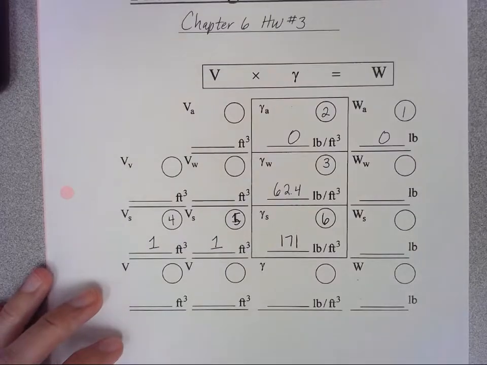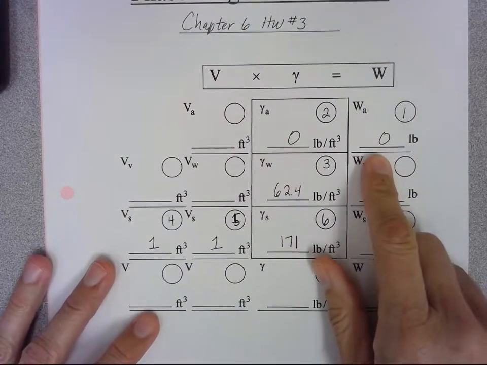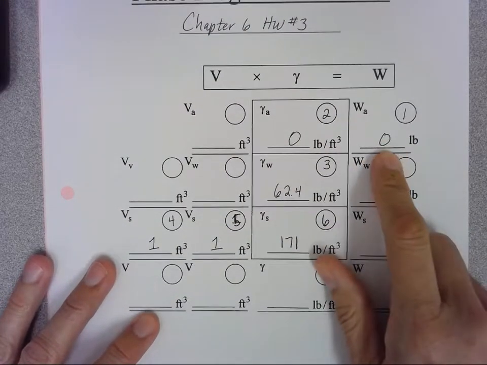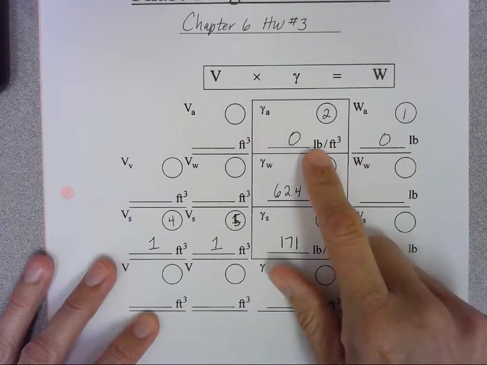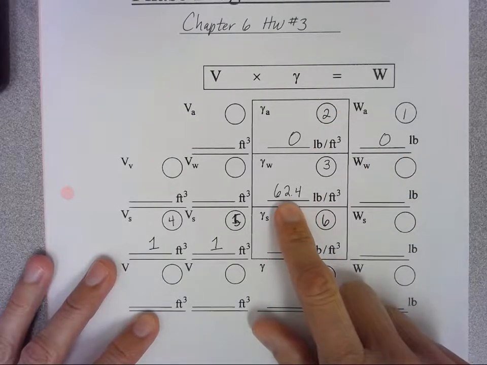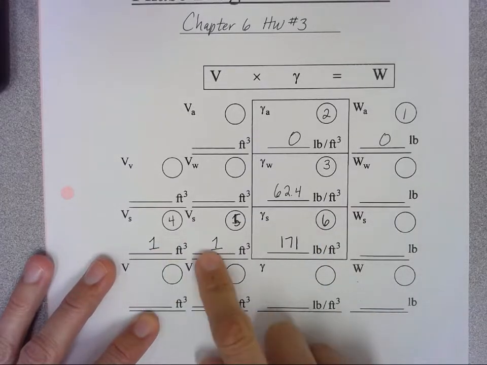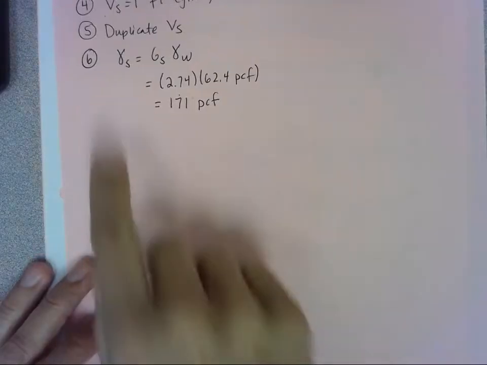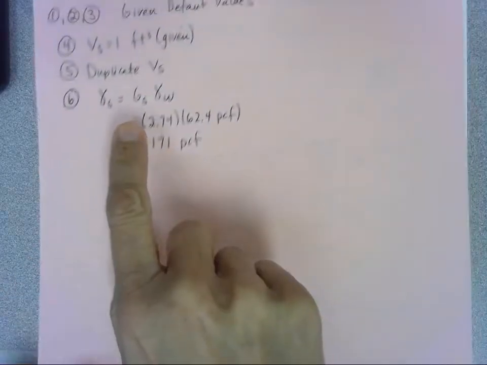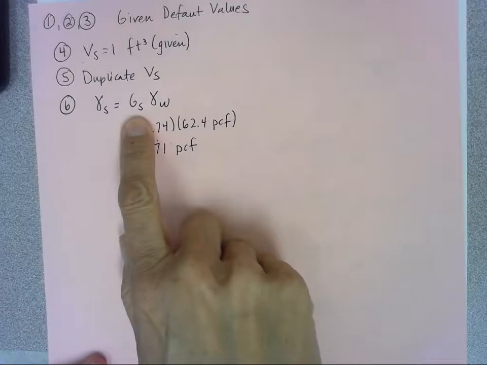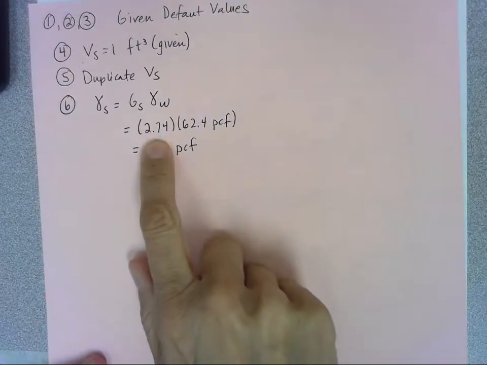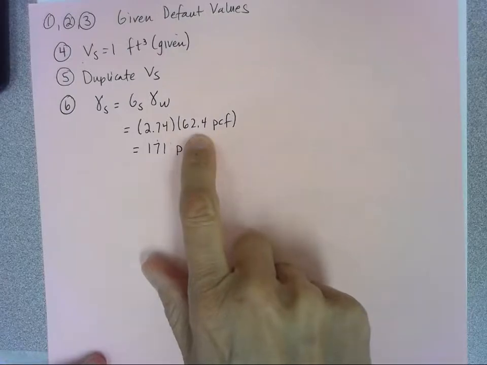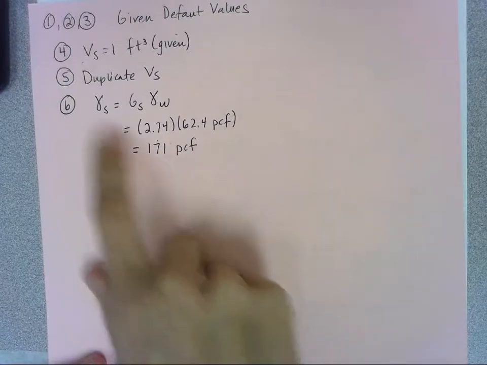And I started filling that out already with my default values: the weight of air is 0, gamma air is 0, and gamma water is 62.4 pounds per cubic foot. And then I was also given this volume of solids. I went ahead and found the gamma of solids next because I knew the specific gravity that was given to me as 2.74. So I know if I multiply that by 62.4, I can get my gamma solids.